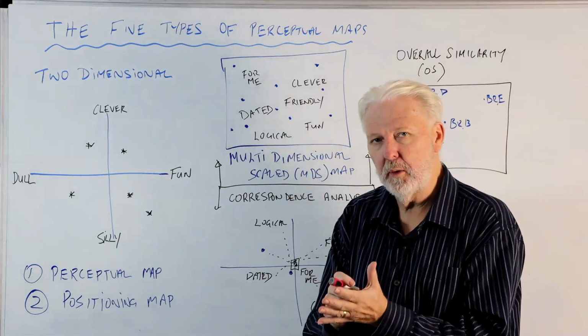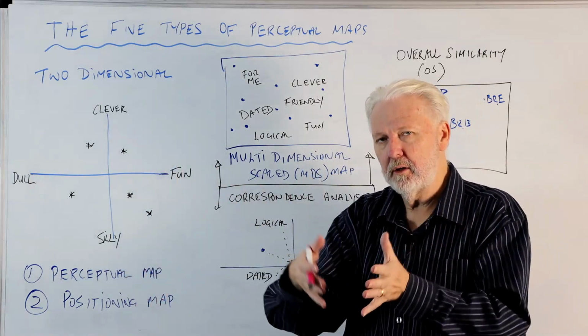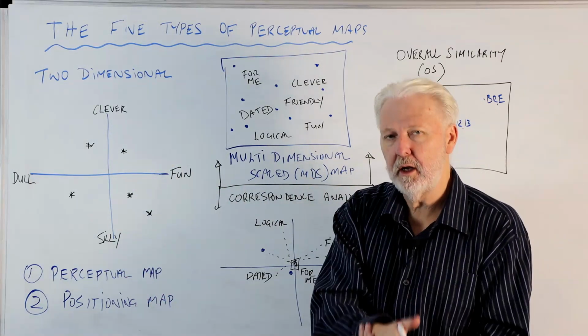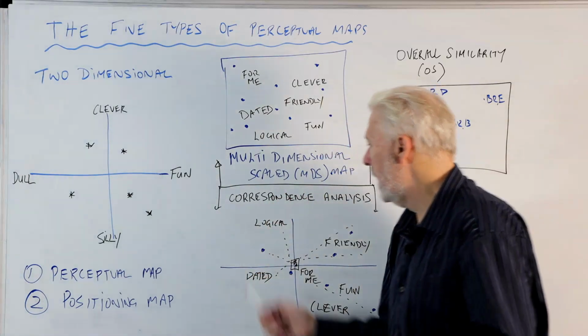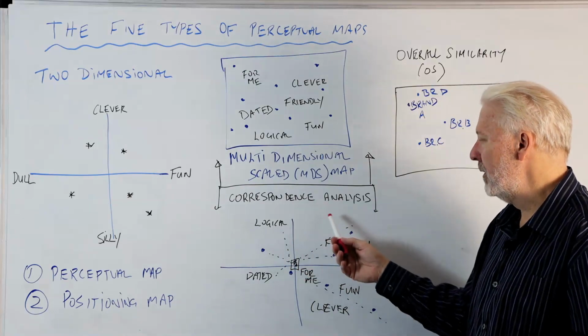So how close are we? Are we far away? Are we close together? That tells us competitors, attributes that we own, attributes that we share. Then we move down to something called correspondence analysis.